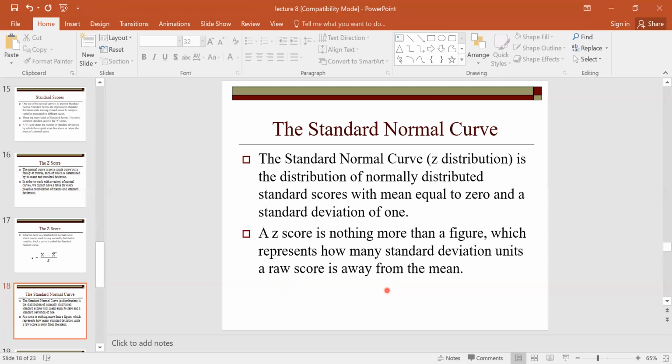The standard normal curve is the distribution of normally distributed standard scores with mean equal to 0 and standard deviation 1. So the standard normal score, which is z, has the beautiful characteristic in which the mean is 0 and the variance is unity.